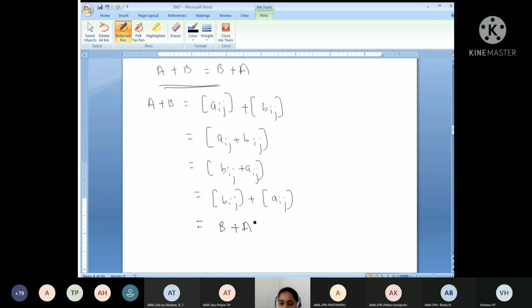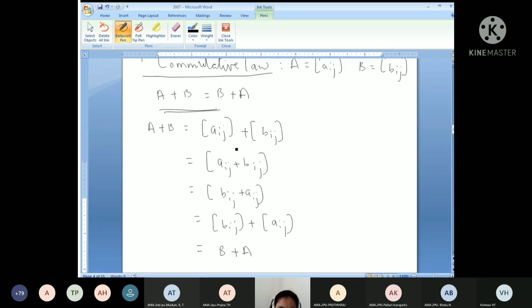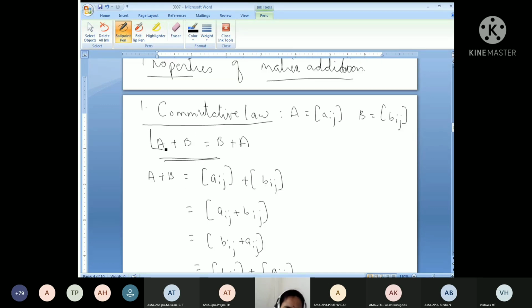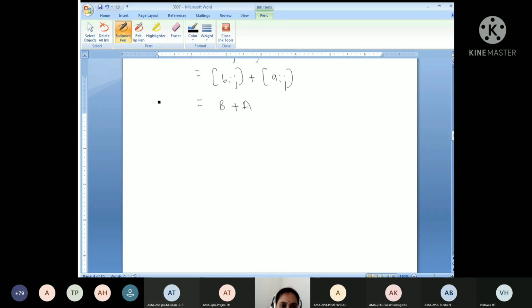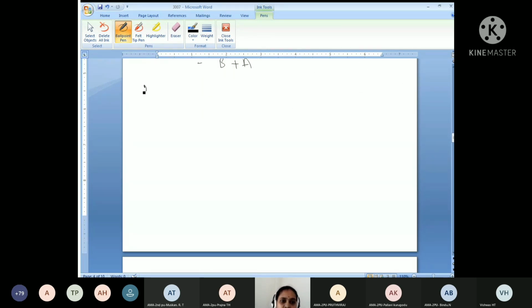So what does the commutative property say? You have to remember only this much: the commutative property is nothing but A plus B is equal to B plus A. You have to remember A plus B is equal to B plus A. That is your commutative property. Second one I go for. Second one is associative.